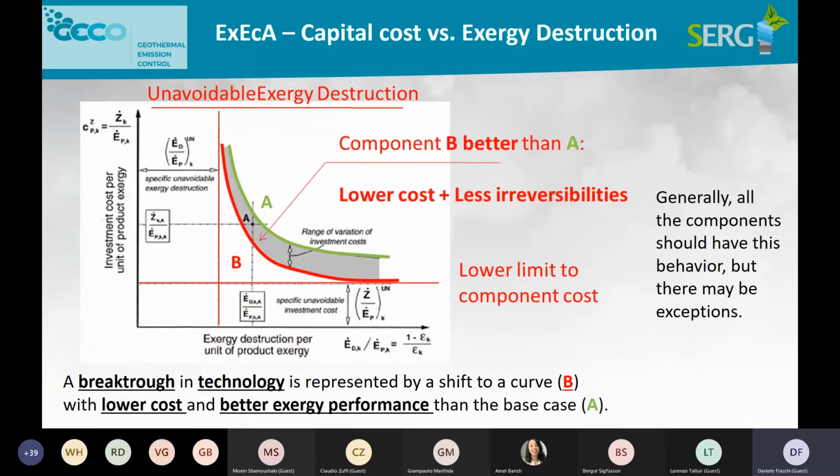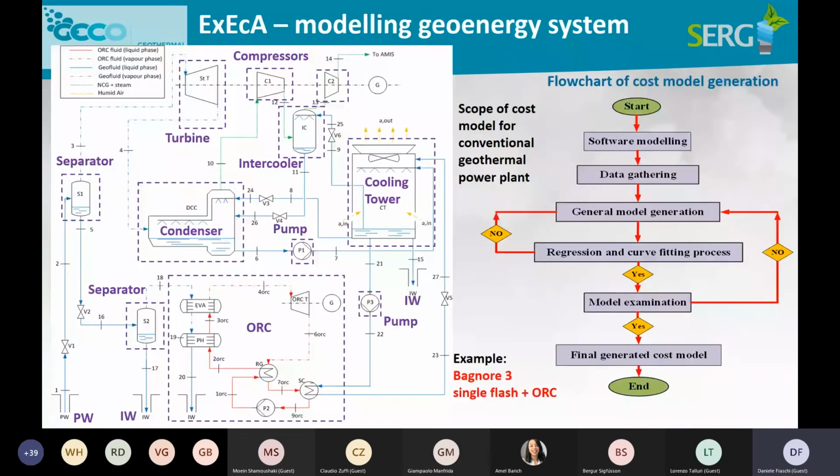This is, by the way, the typical behavior of investment cost per unit of product Exergy versus Exergy destruction per unit of product Exergy as well. Clearly, more efficient components are more expensive, and a relevant improvement of the technology implies, in this example, a shift from the green to the red curve. Generally, the components should have this behavior, but there may be exceptions, but I'm not going to give information about these exceptions here.